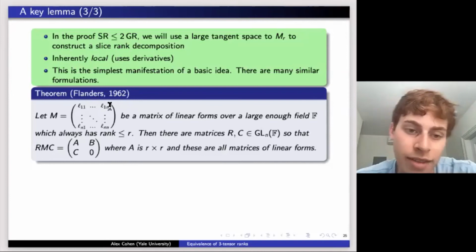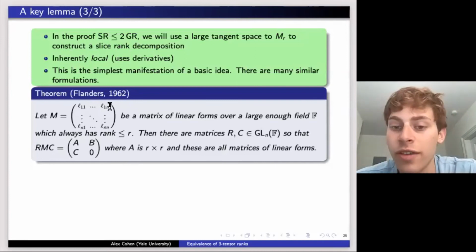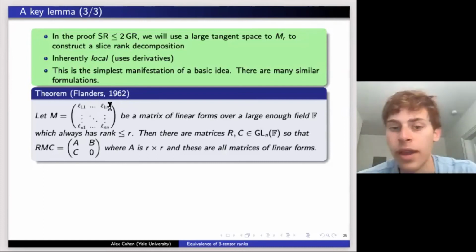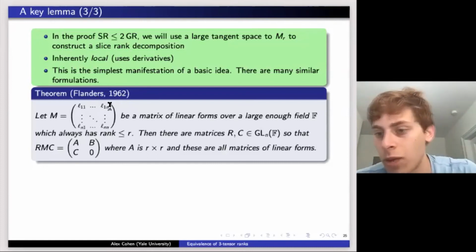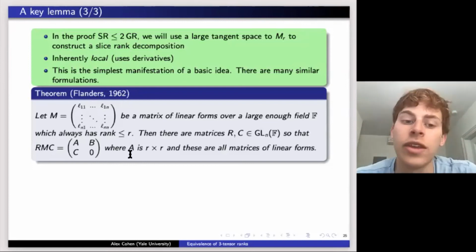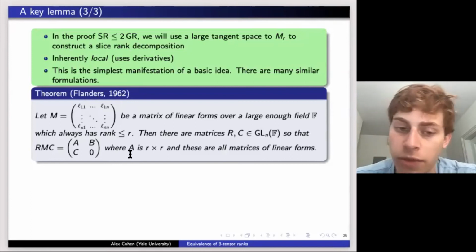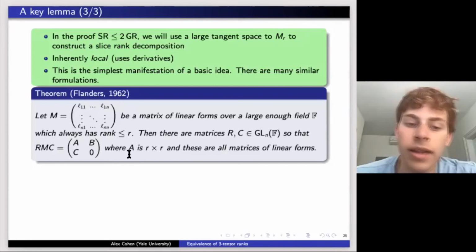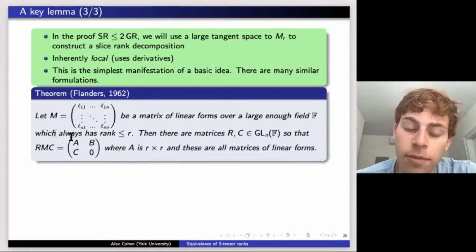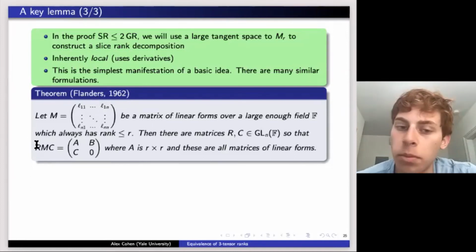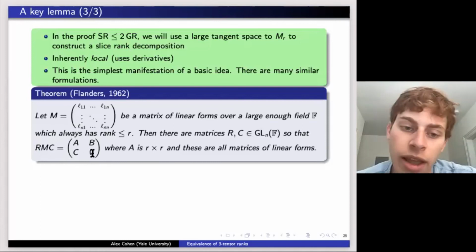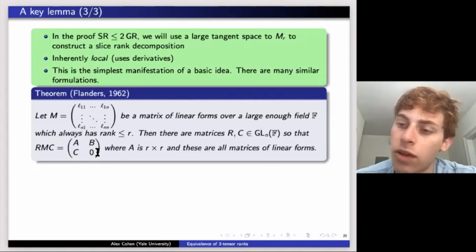So Flanders' lemma says: suppose you have a matrix, each entry of which is a linear form, maybe a linear form in x1 through x5. For every instantiation of x1 through x5, the matrix has rank at most R, maybe at most rank 3. Then Flanders' lemma says that there are matrices R and C, such that when you change basis by R and C, you put your matrix into a new form where it's still linear forms in each entry, and you have 0 forms in the bottom n minus R by n minus R block.